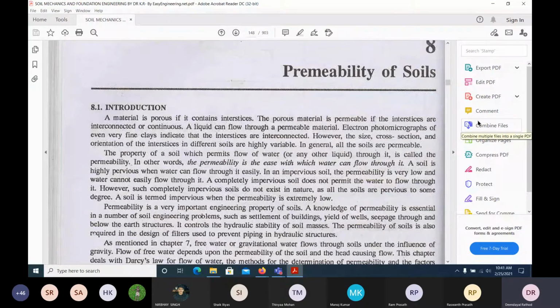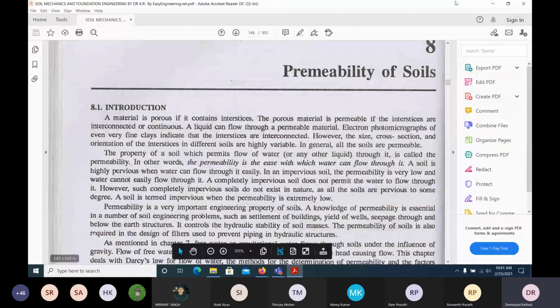That's why on the beach, if you dig a small pit a little away from the sea, water easily comes into it. Since the sand is pervious, its permeability is very high, so water easily flows into it. So that's the logic behind this particular chapter, permeability.